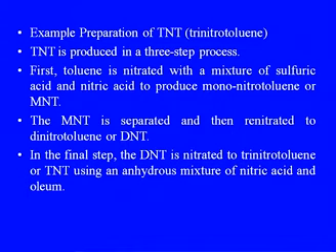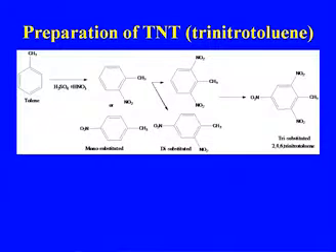Example of preparation of TNT. TNT is produced in three steps. In the first step MNT is made, where we are using the mixed acid as a catalyst. MNT is then nitrated to get DNT, and from further nitration we get the TNT. This is the reaction that is taking place in making nitrotoluene from toluene.